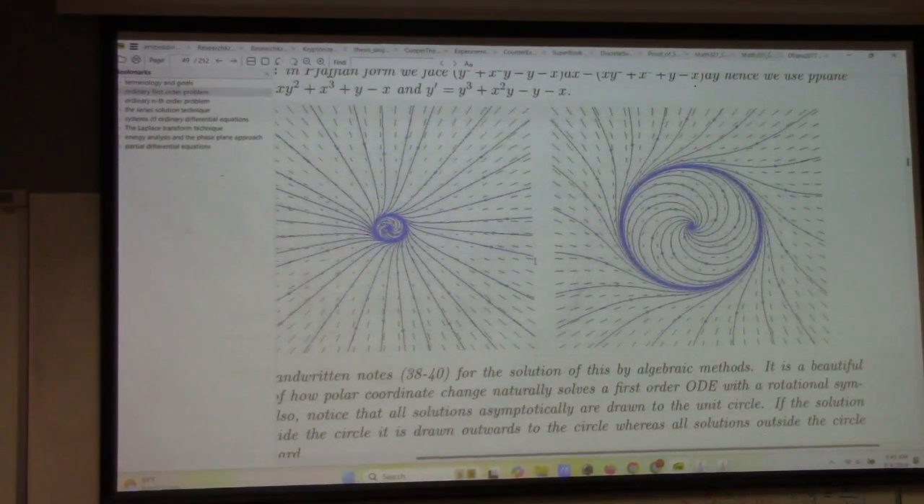I think you can look at page 38 to 40 of my handwritten notes. And if you look there, I have a solution of it by hand. I think it's just changing to polar coordinates, basically.